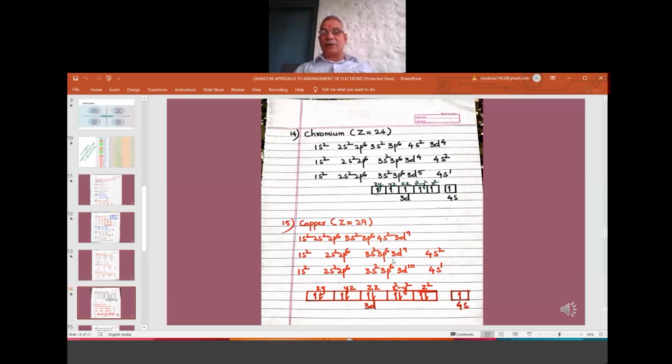So again, a request starts. Just as chromium requested 4s, the same way copper is now requesting the 4s: please give one electron to me, I will become 3d10, without disturbing your stability. Therefore, one electron is given from 4s to the 3d, so that 3d9 becomes 3d10 and 4s2 becomes 4s1. This is the correct way of writing the electronic configuration for copper.